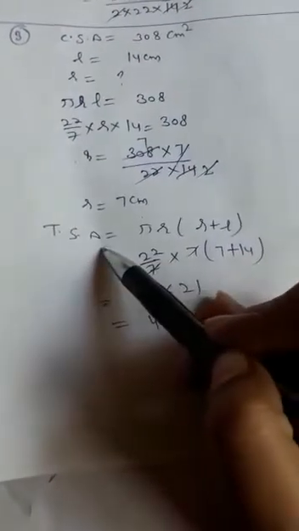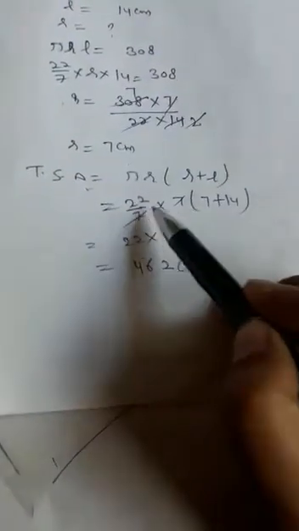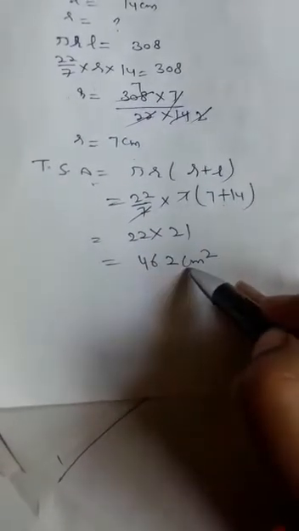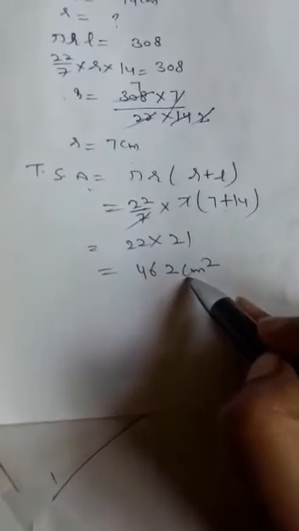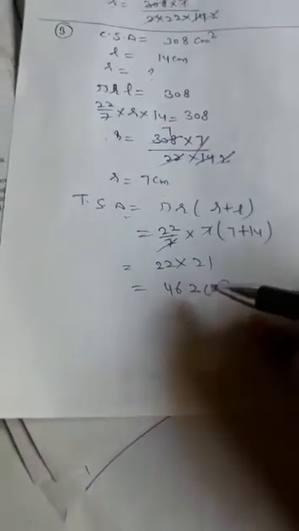Then we have to find the total surface area. Use the formula pi r into r plus L. Put the values of pi, r and L, and after calculation we get the answer 462 centimeter square. This is our third question: how to find total surface area when curved surface area and slant height are given. Even if it is not asked in the question to find the radius, we still have to find it in order to find the total surface area.